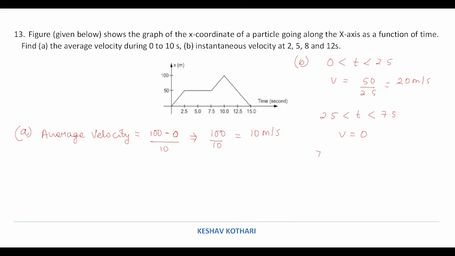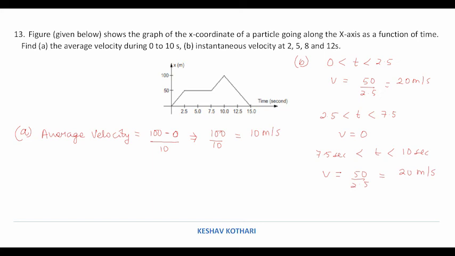Now after 7.5 seconds till 10 seconds, it is again accelerating, and we can calculate that the velocity is becoming constant, and this time we write it as 100 minus 50, that is 50 upon 2.5. We again get it as 20 meters per second.